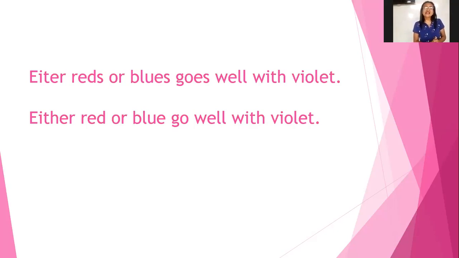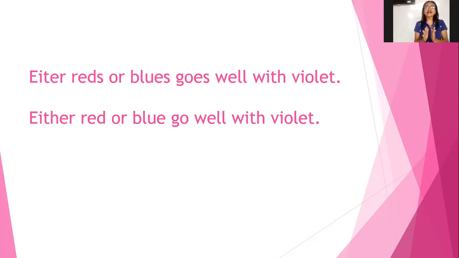Okay, next. The next sentence is still using either-or. "Either red," now it is singular, "or blue," it's also singular, "go well with violet." So the verb go is the plural form of the verb. So we have to change which one? We have to change the verb so that our subject will agree with our verb. Since our subject red and blue is singular, we are going to use the singular form of the verb go. What is the singular form of the verb go? Yes, you have to add es, it will become goes.